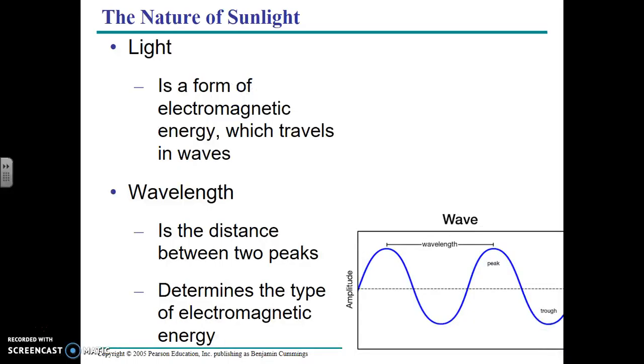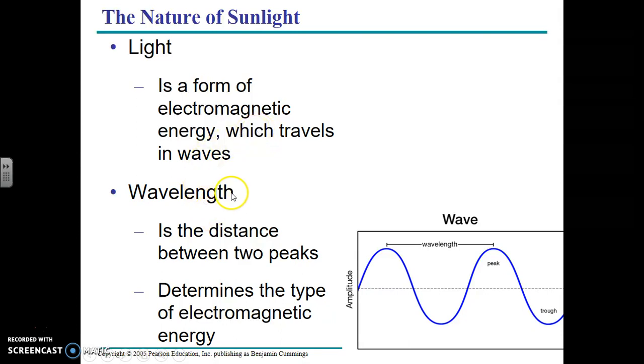Welcome to the second video on light. Don't worry, we are not going to be going into all the calculations that we did when we talked about light in chemistry, but we're going to review some of the basics of light. So light is a form of electromagnetic energy, and it takes the shape of waves.